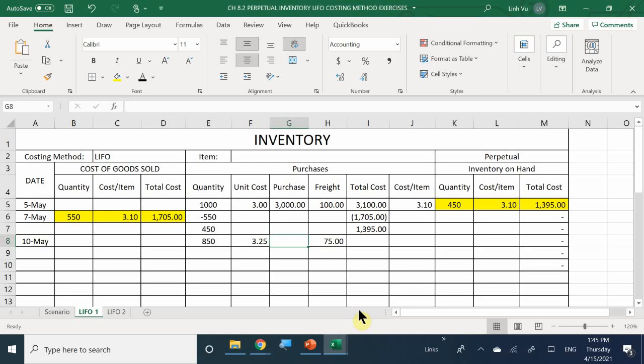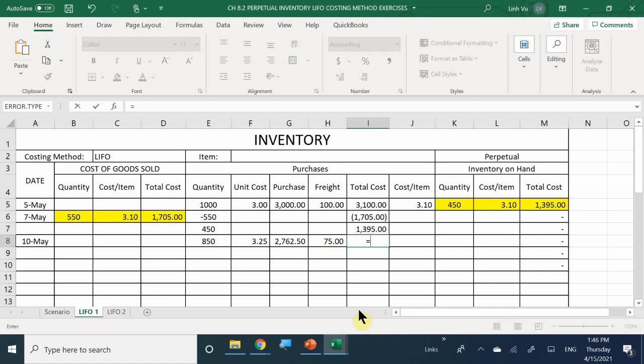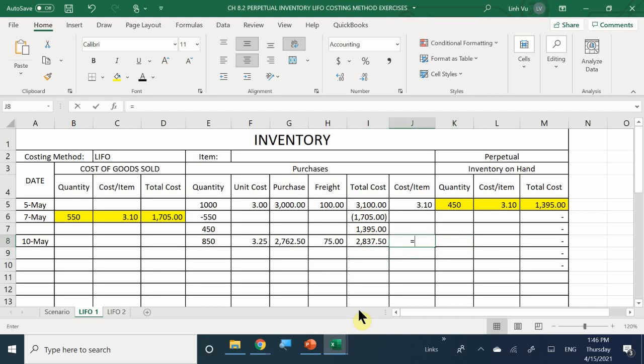So what is my total purchase price going to be? 2762.50. I take my 850 and multiply it by my 325 to get the 2762.50, right? I'm going to take that number and add my freight to get a total cost of 2837.50. And then now I need to solve for my cost per item. So I'm going to take that number and divide it by my 850 to get what?